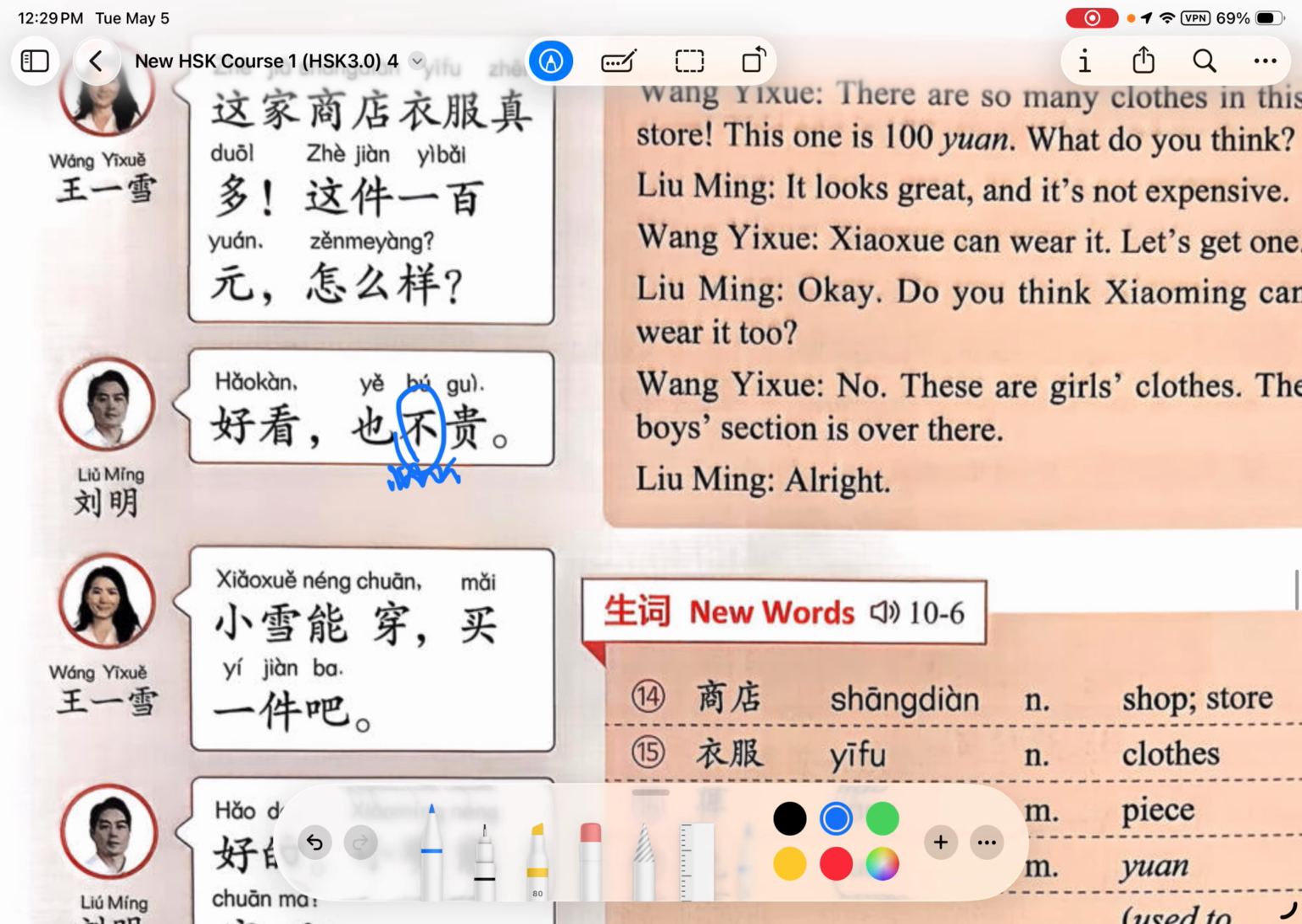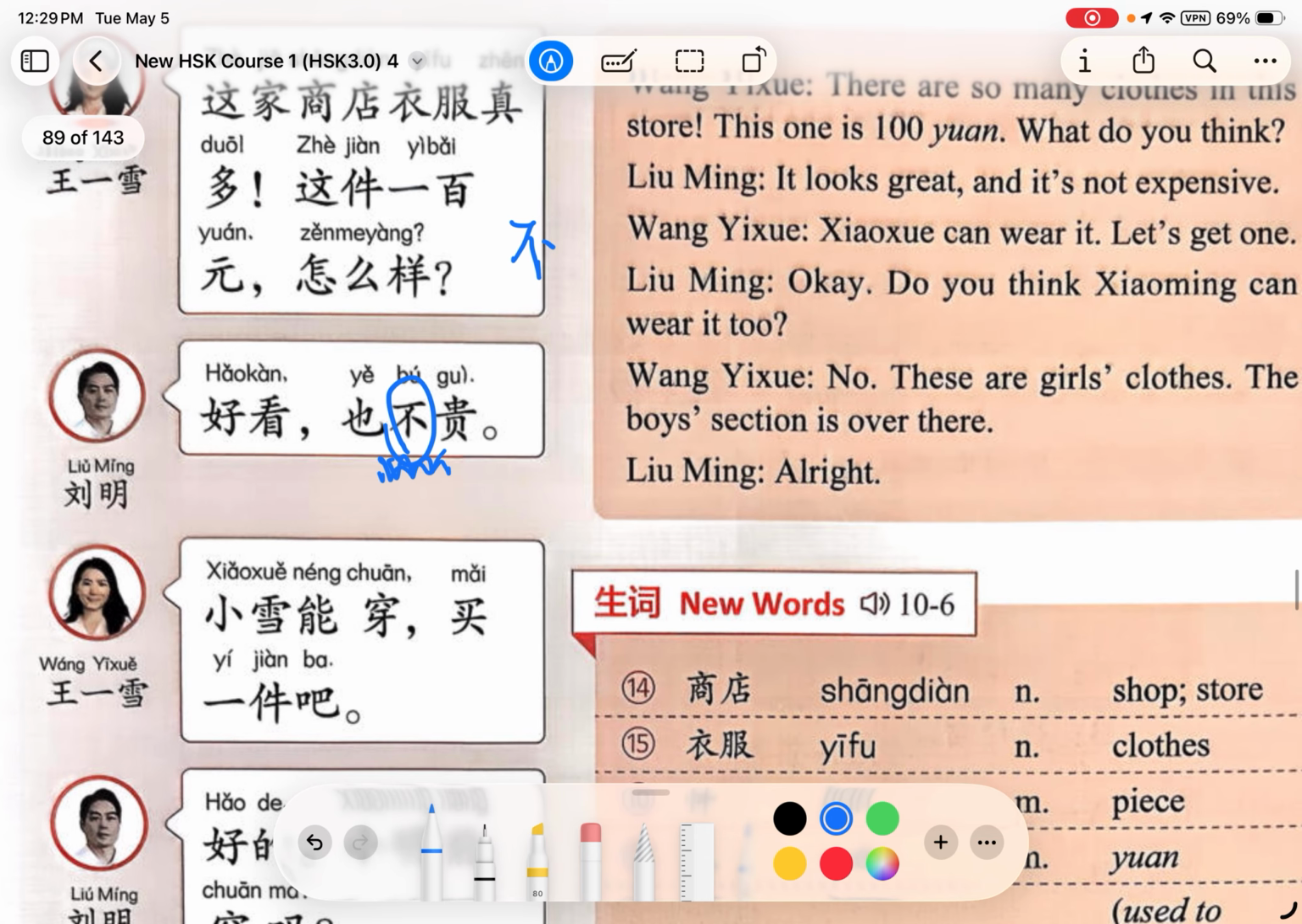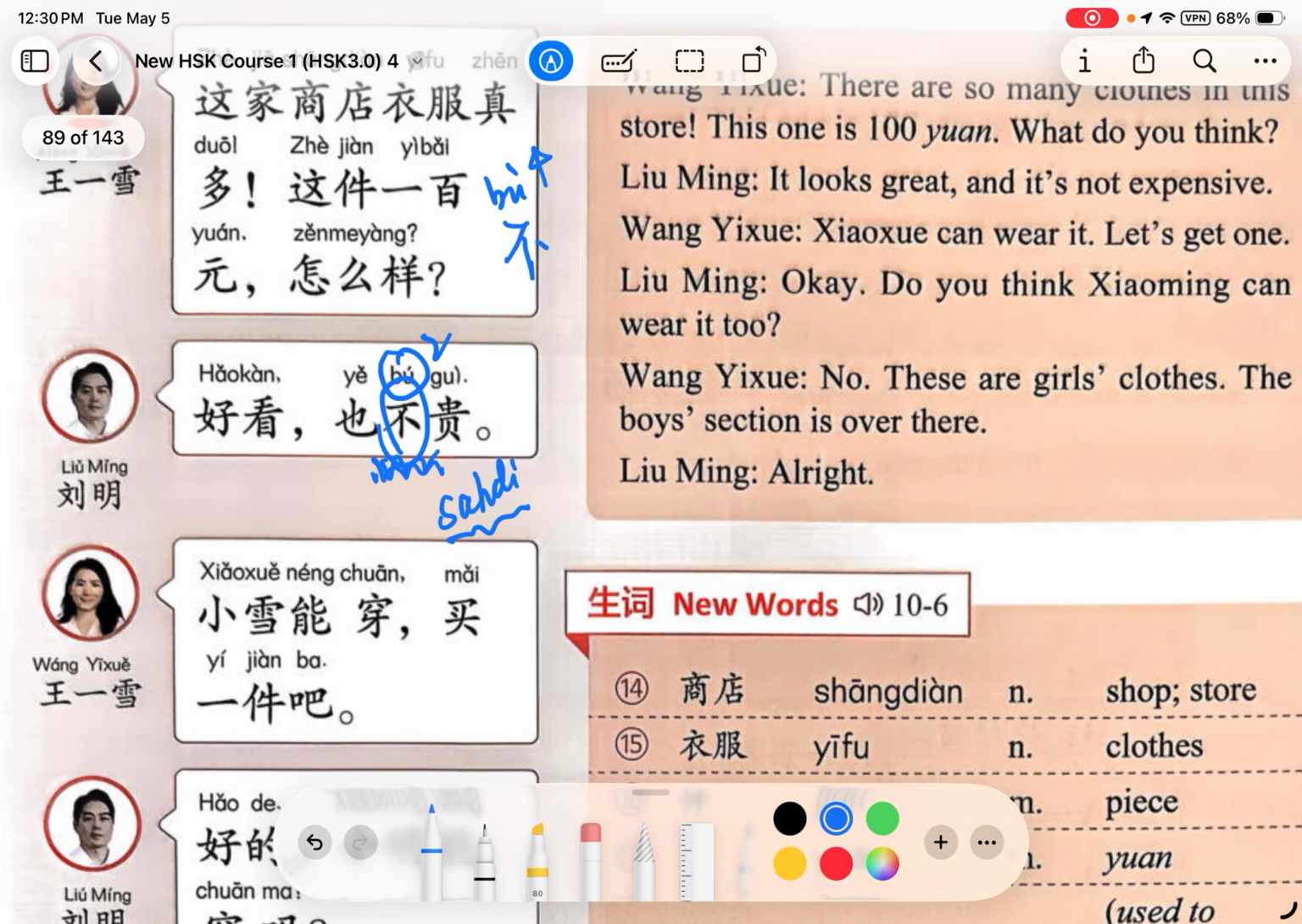I want to explain why I marked 不. We all know the pronunciation of this 汉字 is 不, right? It's first tone. Why here is it second tone? Because of tone sandhi in Chinese.